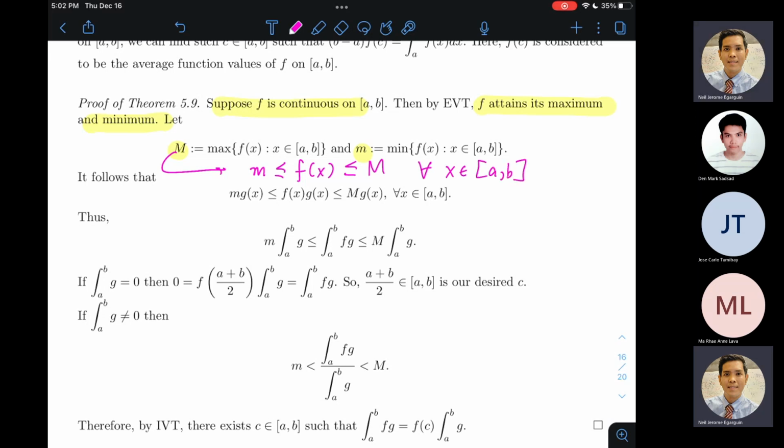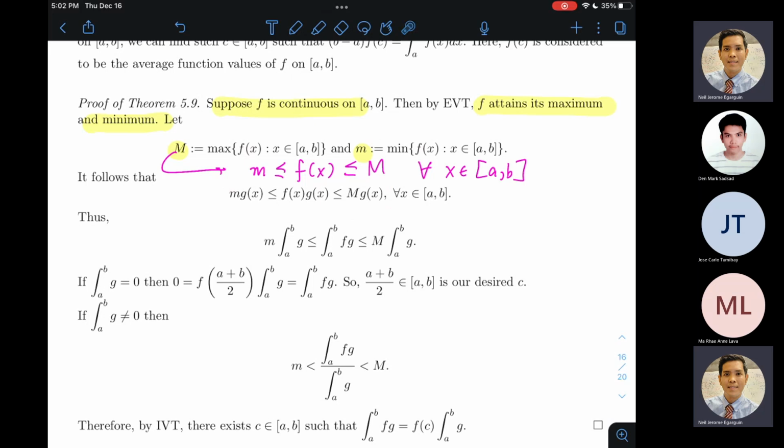And then another assumption that we had is that G is always non-negative over the interval AB. So I can multiply all sides of the inequality by G of x without affecting the inequality symbols. Doon papasok yung assumption na G of x is greater than or equal to 0. So if you do so, we'll get this guy. All right? Tapos, ano na yung susunod? Order property ng integral. One of the theorems from section 5.8.